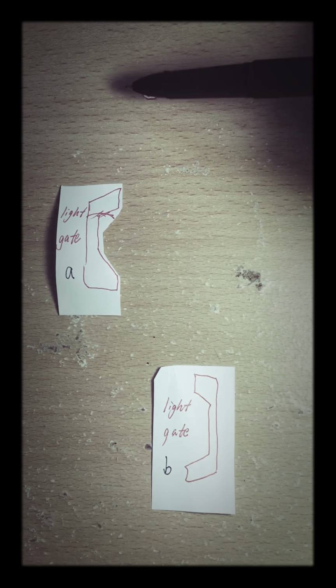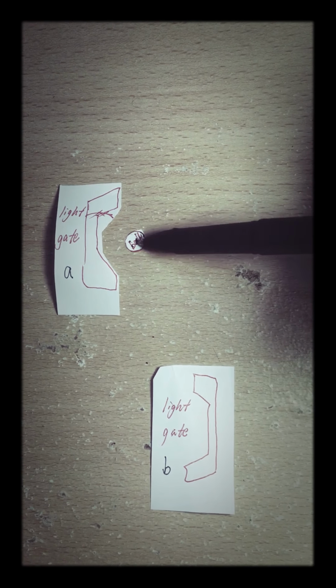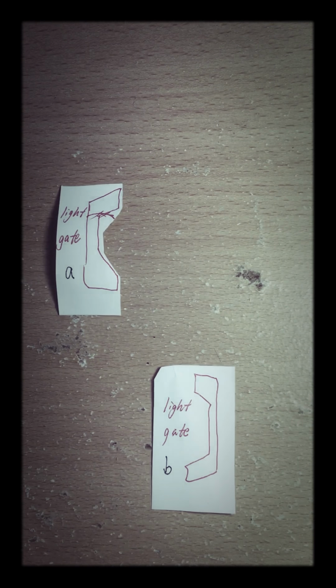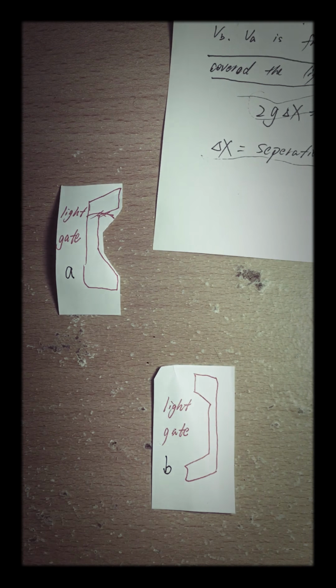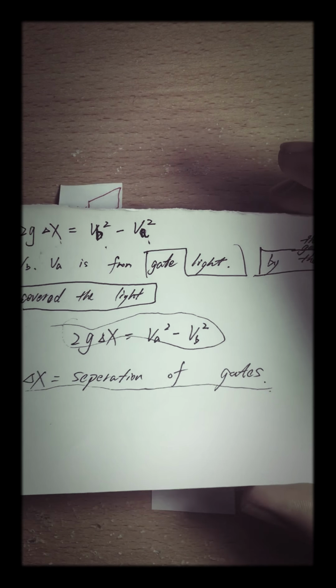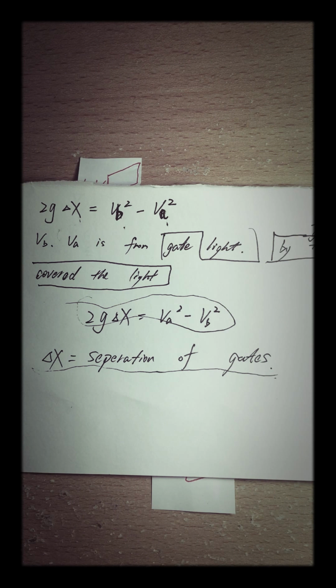Release the ball, it goes through light gate A and B, like this, and we got two figures: the separation between A and B, and also the instantaneous velocity at A and the instantaneous velocity at B. The instantaneous velocities cannot be read directly from the light gate, but we know the distance between the top and bottom of the ball, and also the time taken to cover the light when the ball went through light gate A. Then according to the formula, v equals distance divided by time, we got the instantaneous velocity at A.